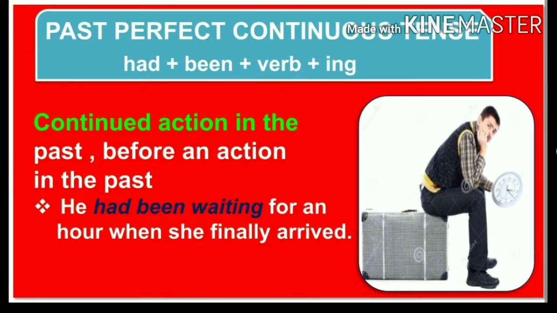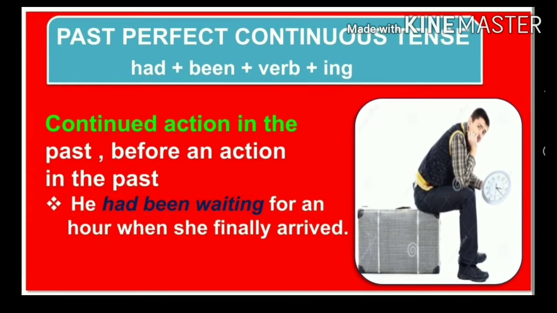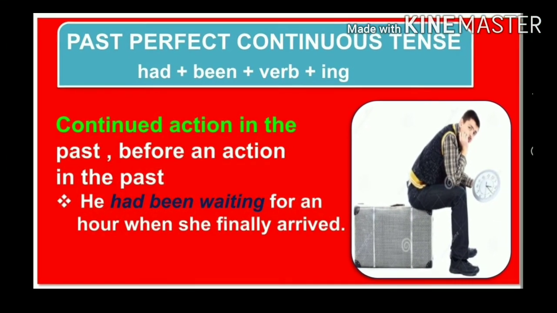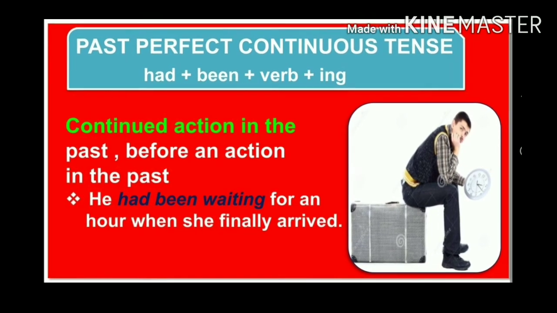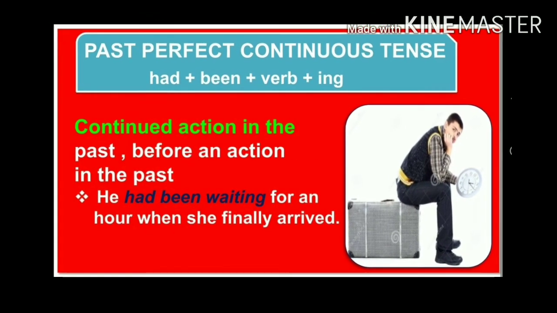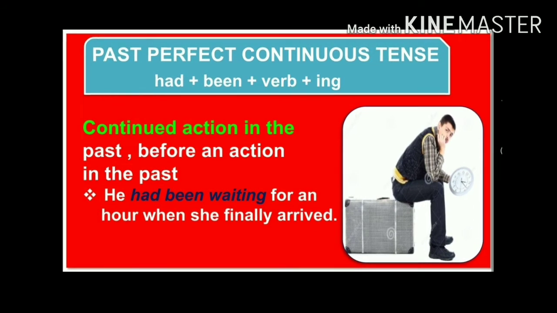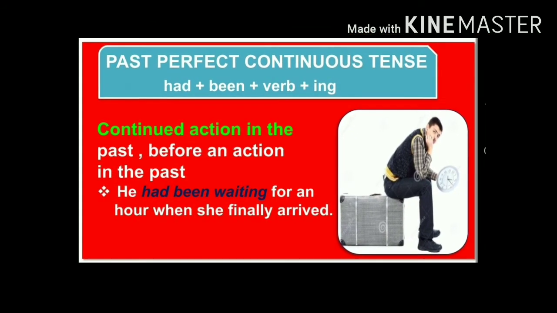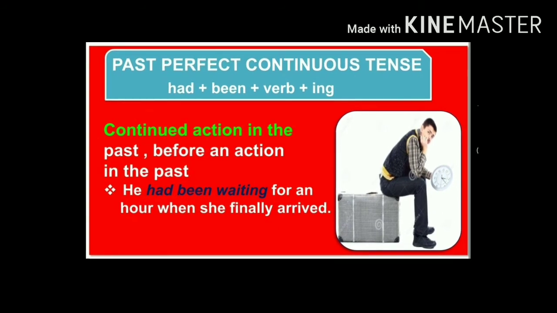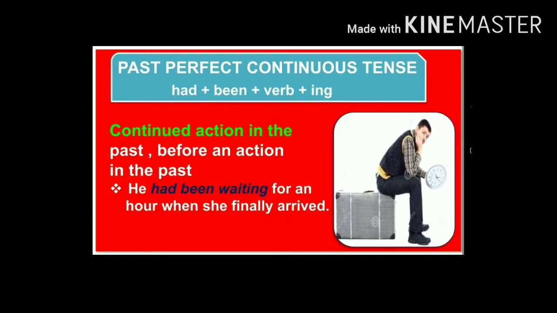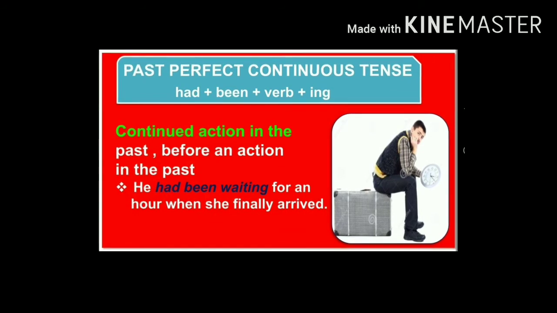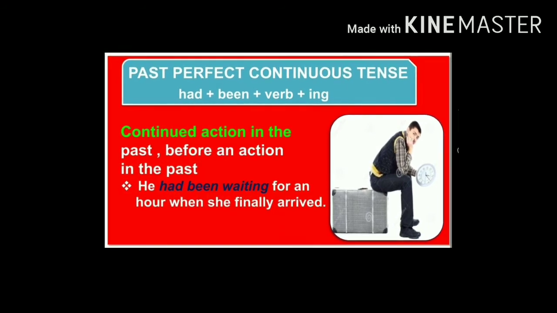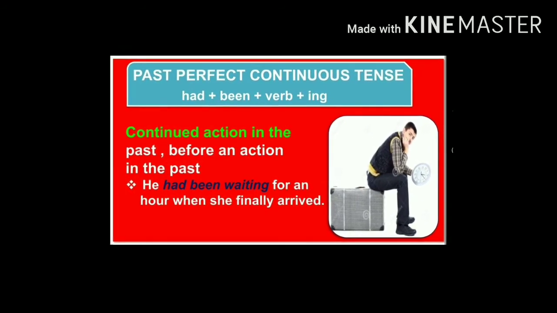Now we see the past perfect continuous tense. The past perfect continuous tense shows that an action that started in the past continued up until another time in the past. The past perfect continuous tense is constructed by using the verb had plus been plus verb plus ing.